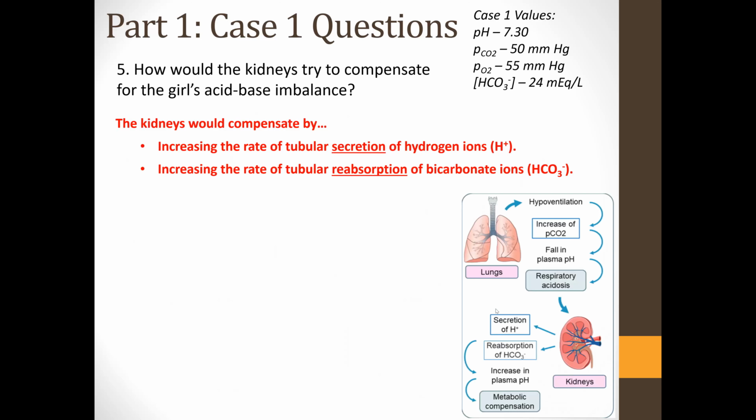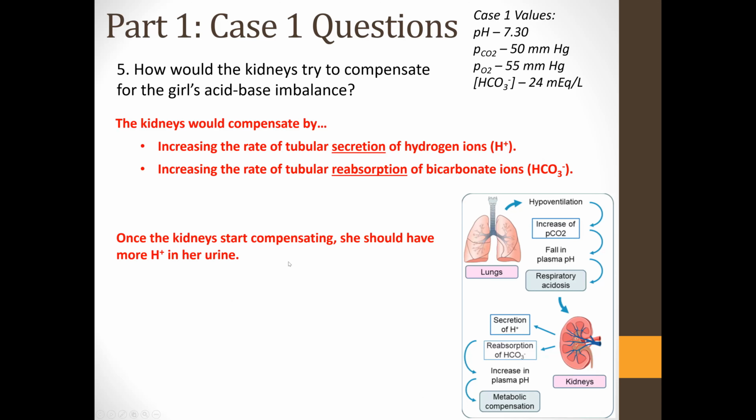So here's a picture. If you have hypoventilation, that causes an increase in carbon dioxide pressures, which is going to cause the pH of the blood to fall. This is called respiratory acidosis. So the kidneys can compensate by secreting hydrogen ions and reabsorbing bicarbonate ions.